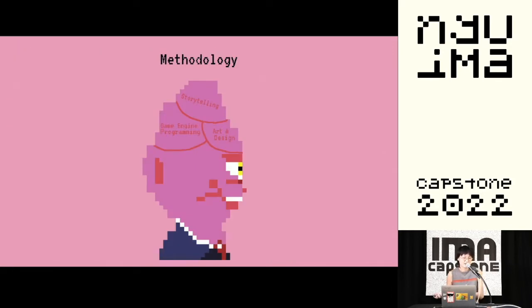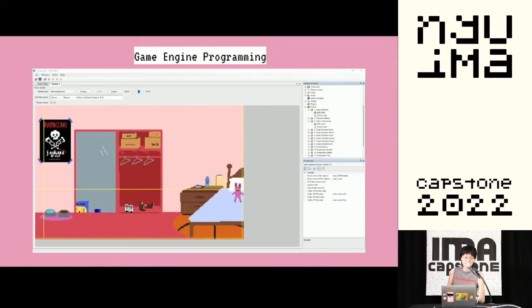So how did I make this? Well, I combined storytelling, game engine programming, and art and design. For the game engine programming, I used Adventure Game Studio, which was created in 1997 and is proprietary to the adventure game genre and point-and-clicks. It's the graphical interface that I use, and it also scripts in C++.